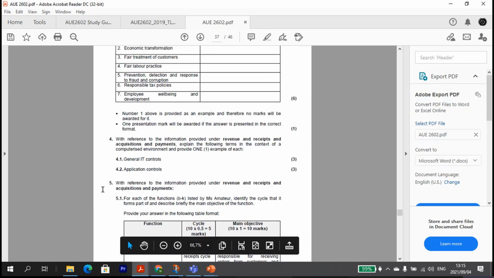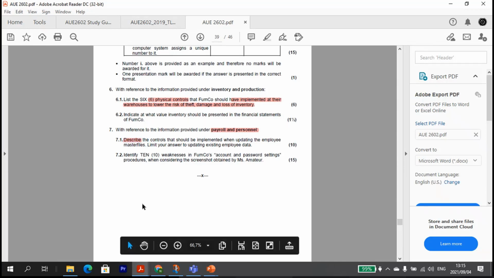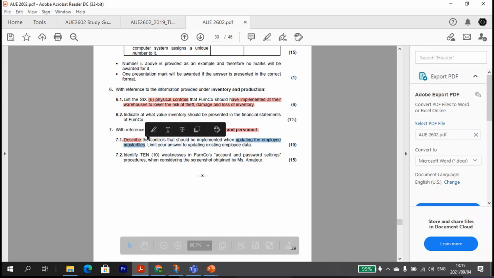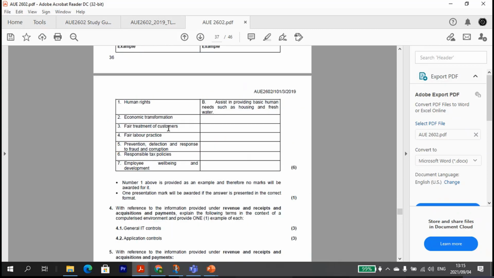Okay, so let's go to the question. Describe. Remember I said describe it, identify, and explain. Describe the controls that should be implemented when updating the employee's master file. And they say you must limit your answer to updating existing employee data. This is literally you giving us theory. It's 10 marks. Why am I saying you must give us theory? Because you were not given much context from what we read, right?